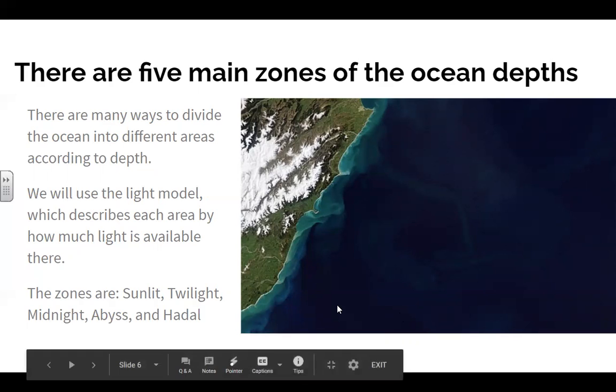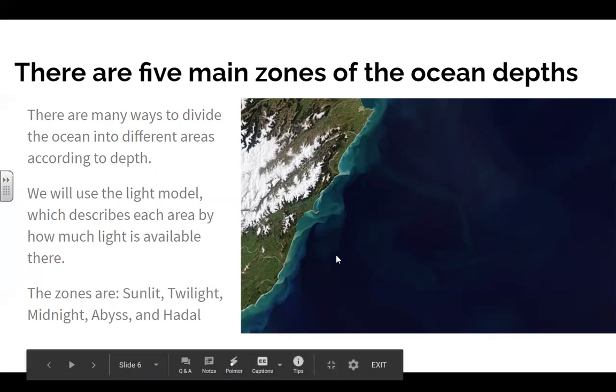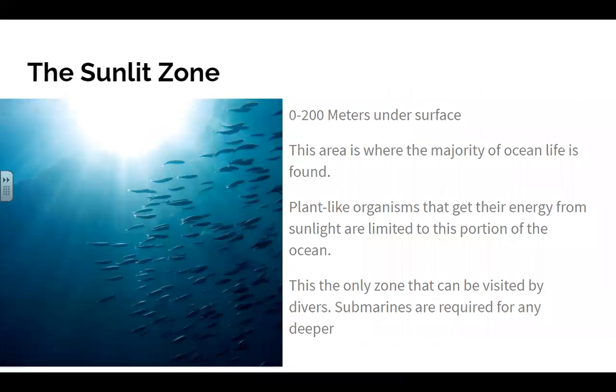Do we want to go through these 5 really quick? Okay. All right, going on quickly here. So the sunlit zone, 0 to 200 meters under the surface. So there's actual sunlight in this area of the ocean.